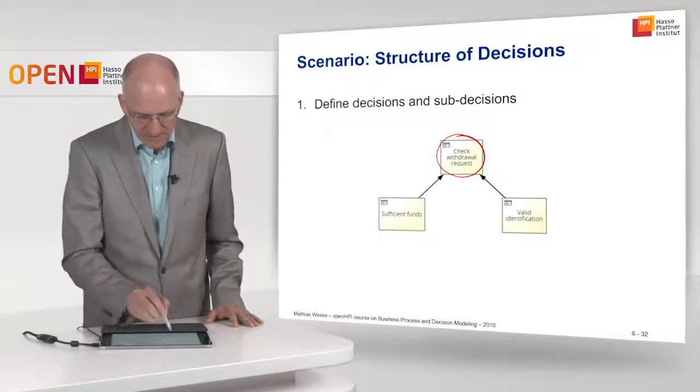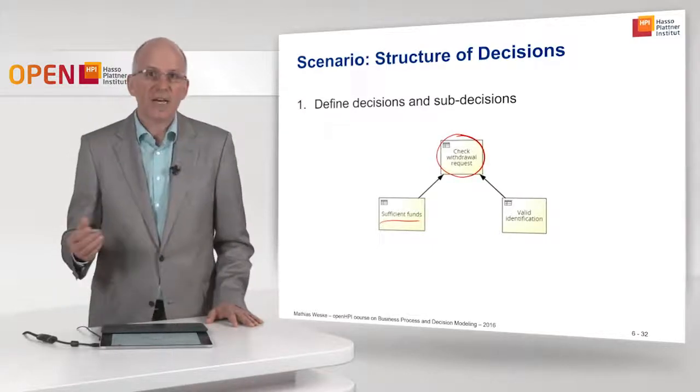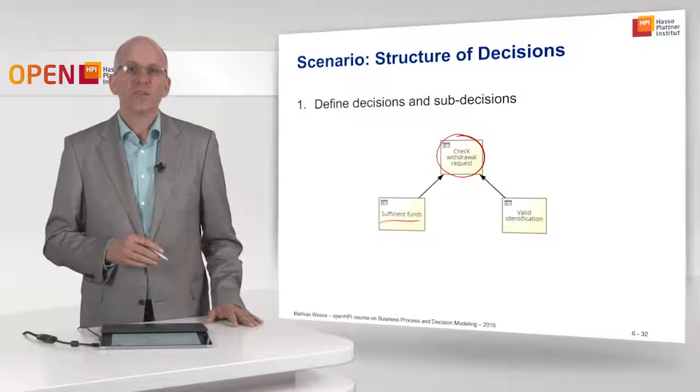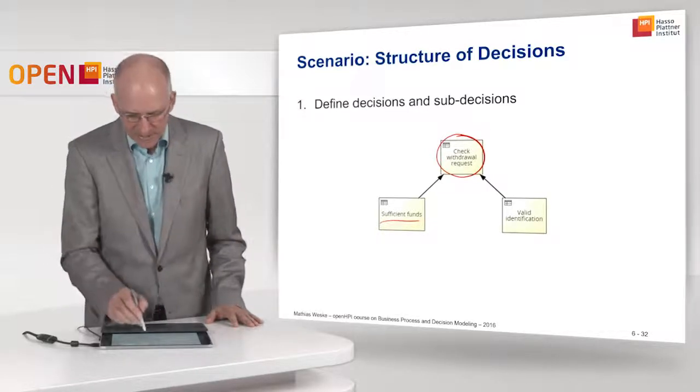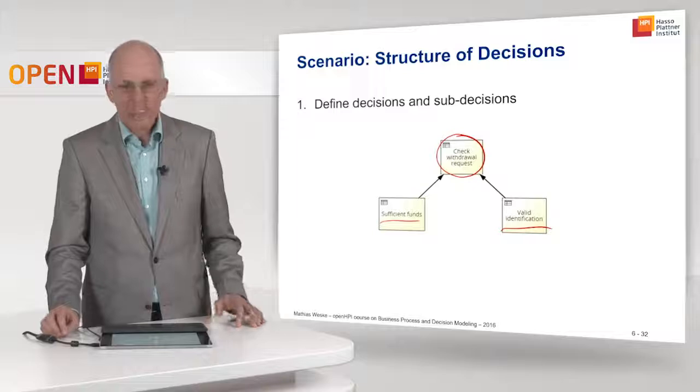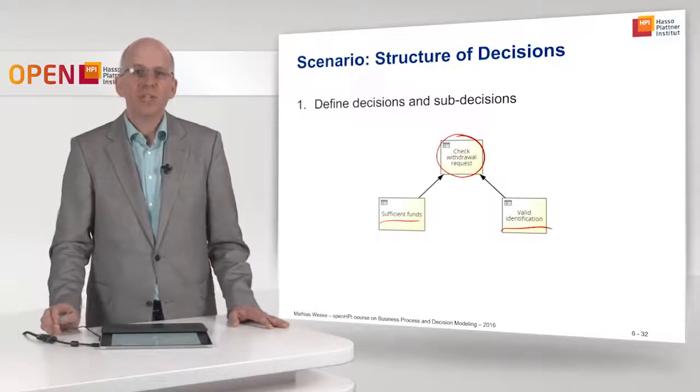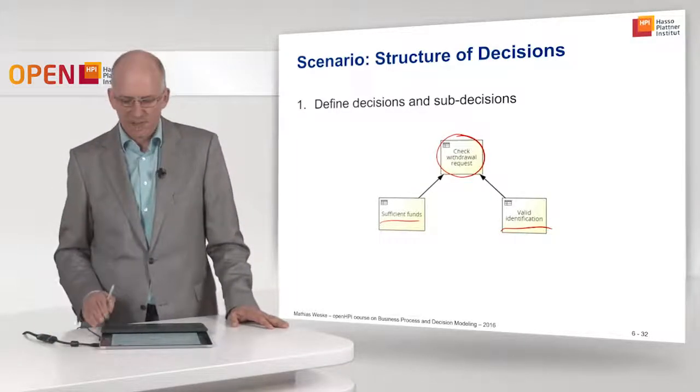We have a sub-decision looking at are there sufficient funds? So are there sufficient funds on the account of the applicant? And is the applicant identified? So is there a valid identification of the person who entered the bank?